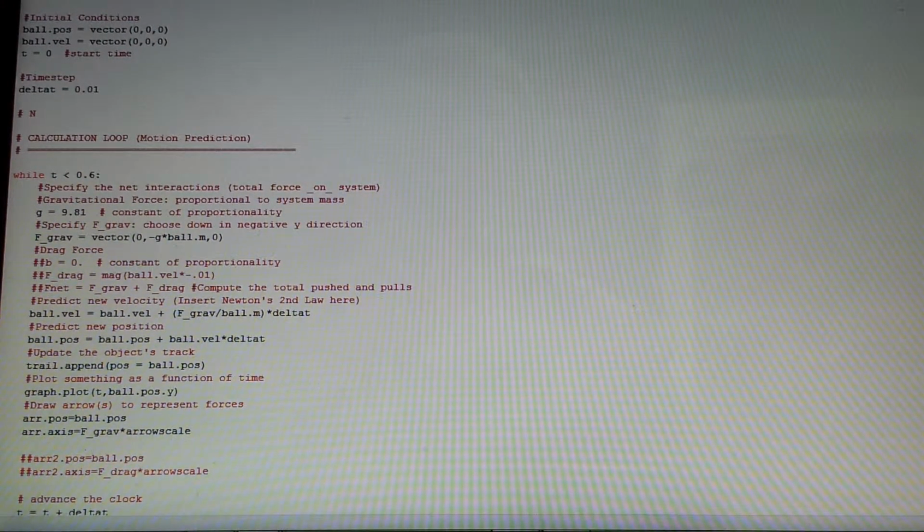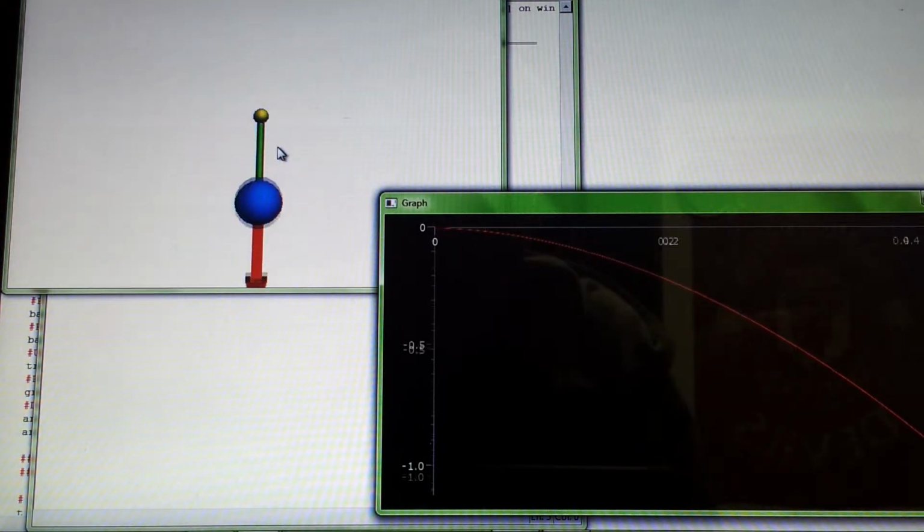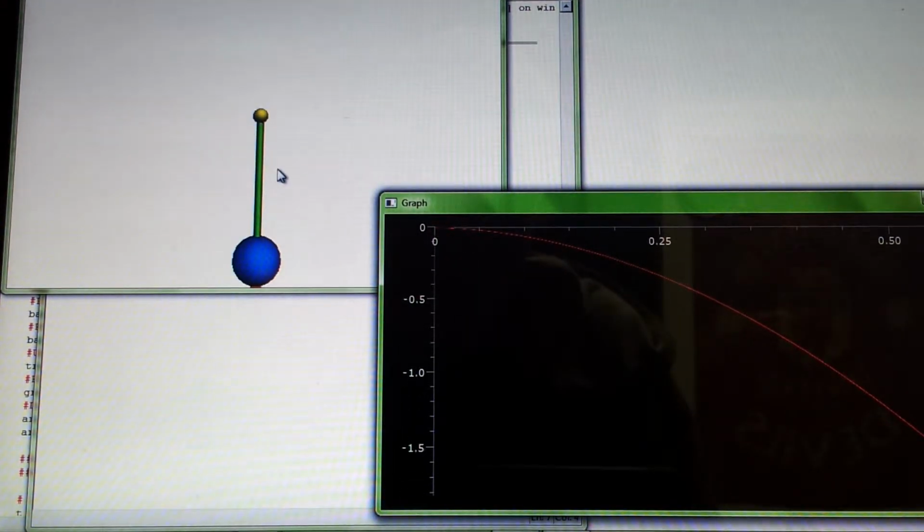I used 0.181437 as the mass of the object, with a time of less than 0.6 seconds. The F-grav, or the force of gravity, was negative g, so 9.81 times the mass, which I then used to calculate the ball velocity. When you run the model, you can see that the arrow shows the constant force of gravity on the object.